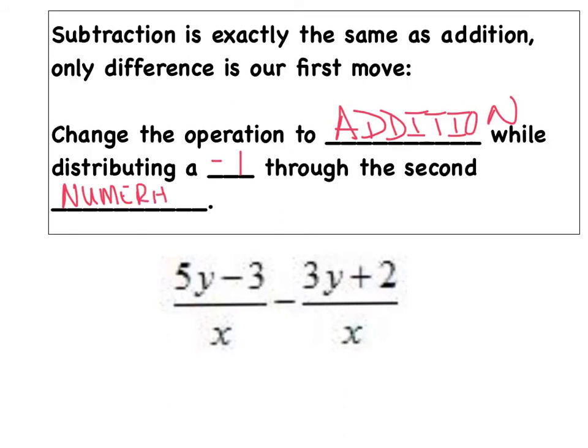All right, that's how we're going to approach this. And then, other than that, it's exactly the same as what we've been doing. We're just going to get more practice with it. So, for instance, on this particular example I've already got common denominators just so we can practice changing it to addition while distributing a -1 through the second numerator. Now, once you do that, it's exactly the same as what we've been doing. I'm simply going to combine the like terms and end up with 2y minus 5 all over x. And that's all there is to it.